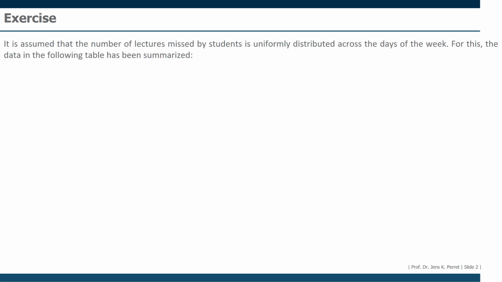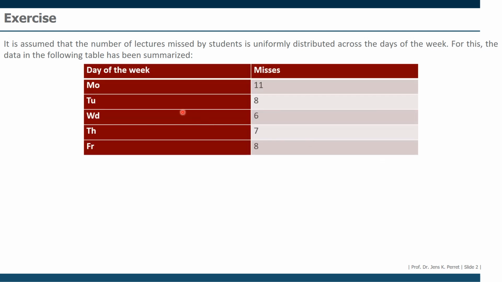Here we have, it is assumed that the number of lectures missed by students is uniformly distributed across the days of the week. For this, the data in the following table has been summarized. Now we get here the information for the 5 days, Monday till Friday, and how many misses occurred. Our task: test the assumption at a margin of error of 5% by using a suitable test.